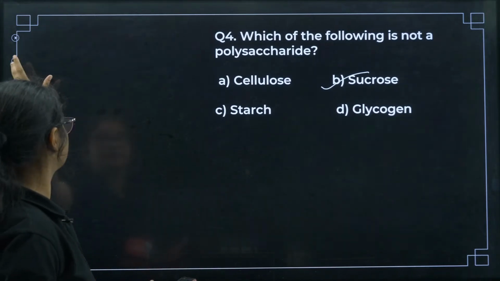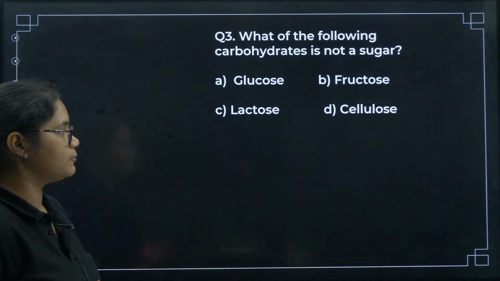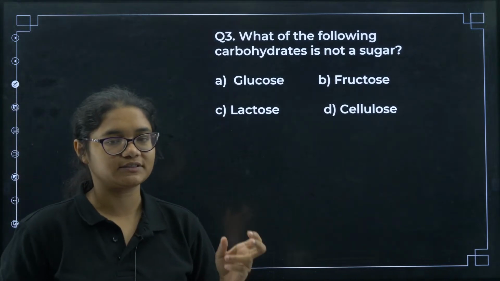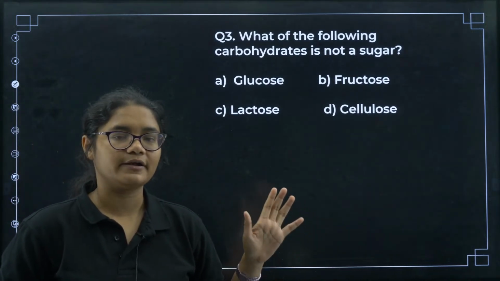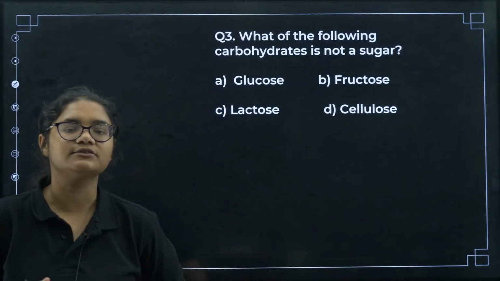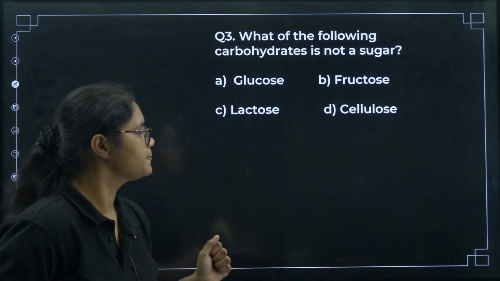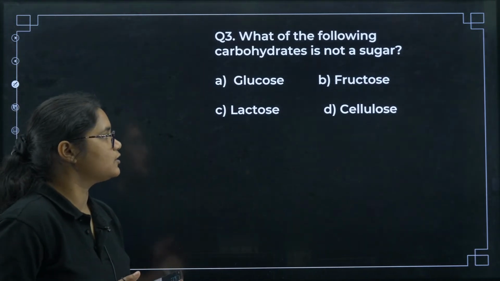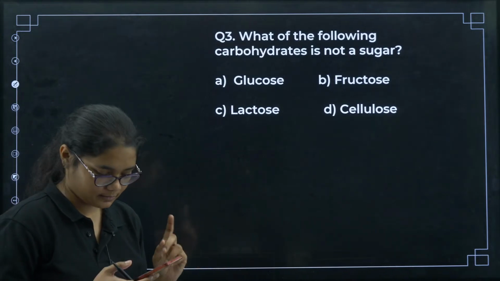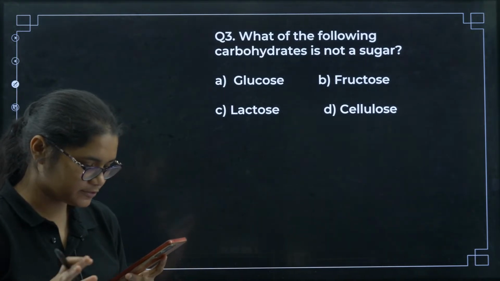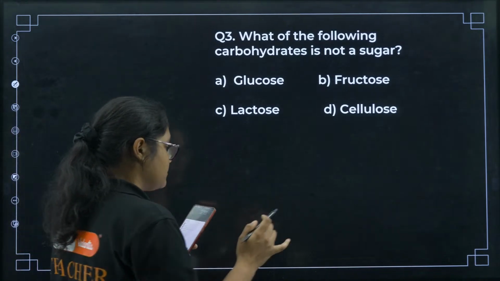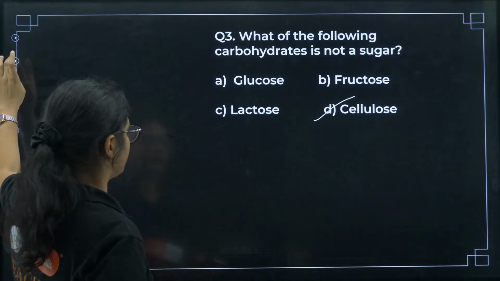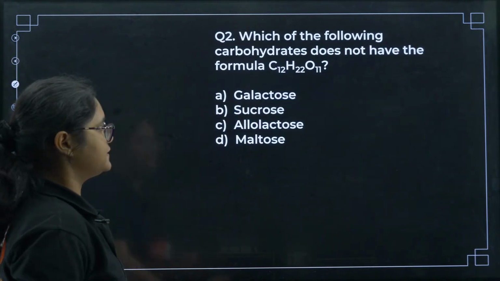Okay. Next, question number 3. Which of the following carbohydrates is not a sugar? So generally carbohydrates are called sugar because they are sweet in taste, but those carbohydrates which are not sweet in taste are called as non-sugar. So glucose, fructose, lactose and cellulose, which is a carbohydrate but not a sugar. So that means its taste should not be sweet. Yes, polysaccharides are generally not sweet in taste, so that is why they are not sugar but they are carbohydrates. So option number D.